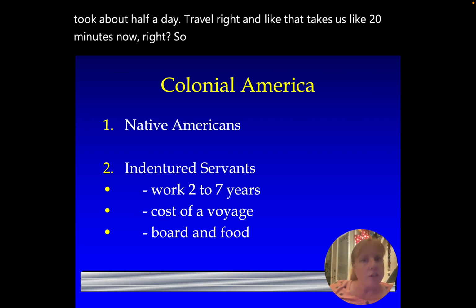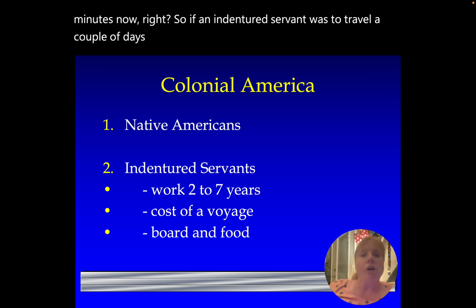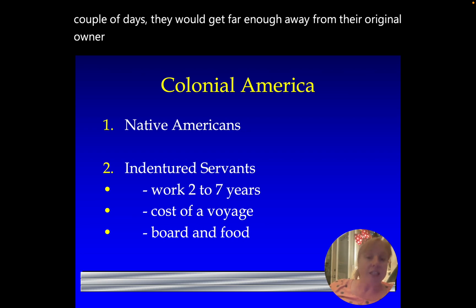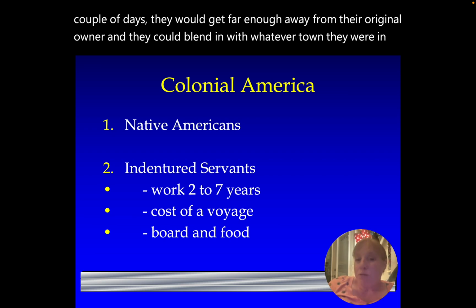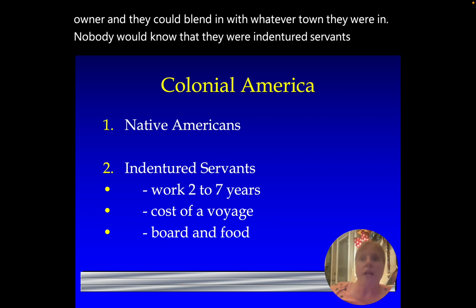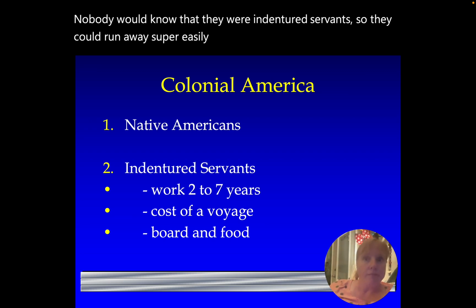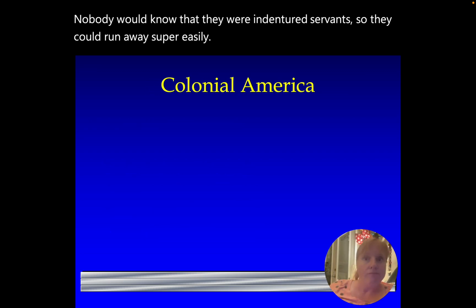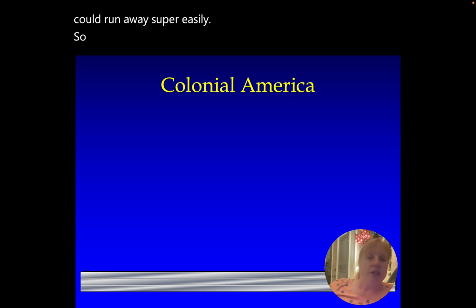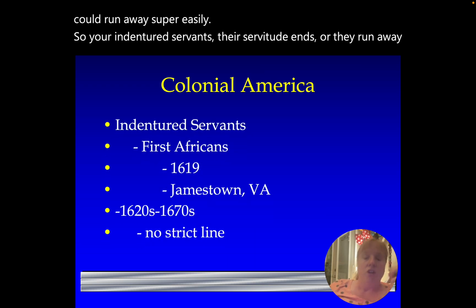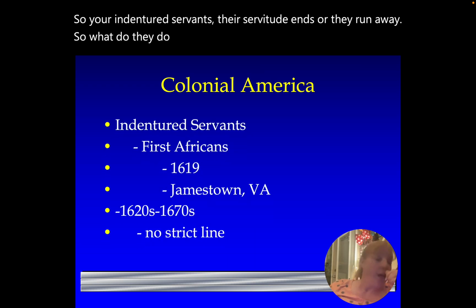So if an indentured servant was to travel a couple of days, they would get far enough away from their original owner and they could blend in with whatever town they were in. Nobody would know that they were indentured servants, so they could run away super easily. So your indentured servants, their servitude ends or they run away. So what do they do? They bring in slaves.